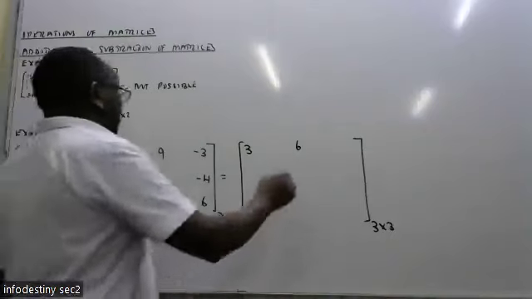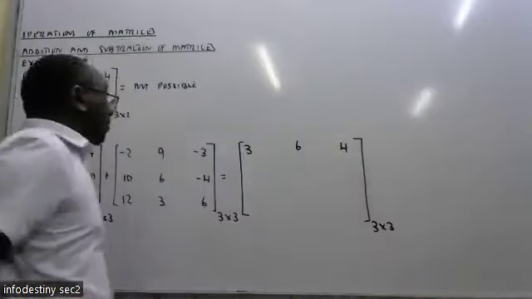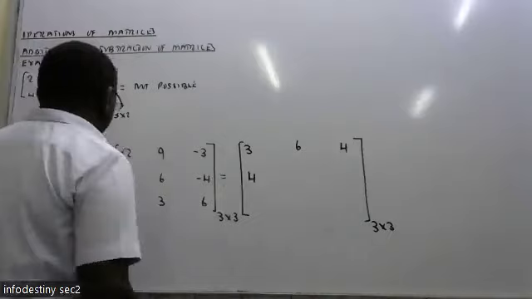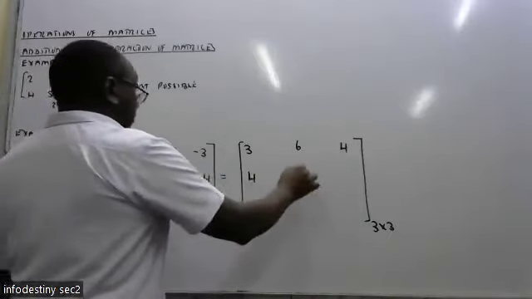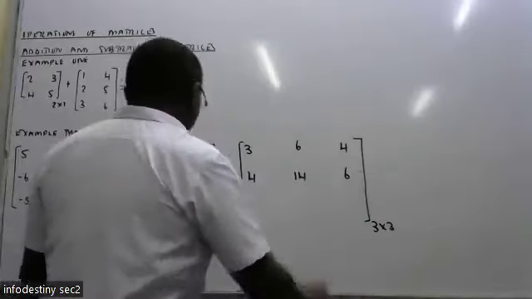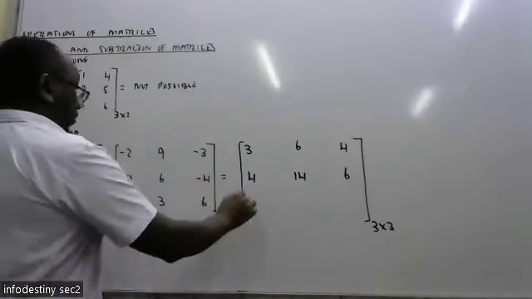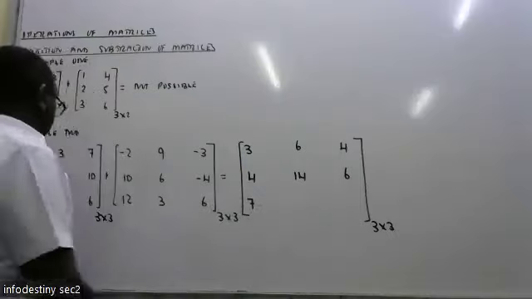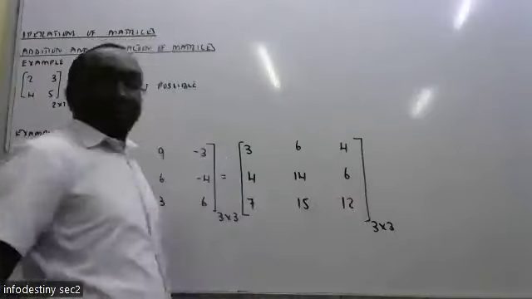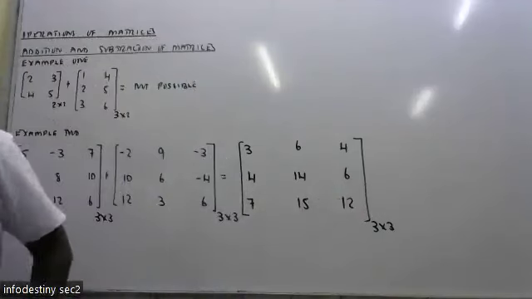7 plus minus 3, that is what? 4. This one will be what? 4. This other one would be 14. This one is 6. This one is 7. This other one is what? 15. And this one is what? 12. That's 12.